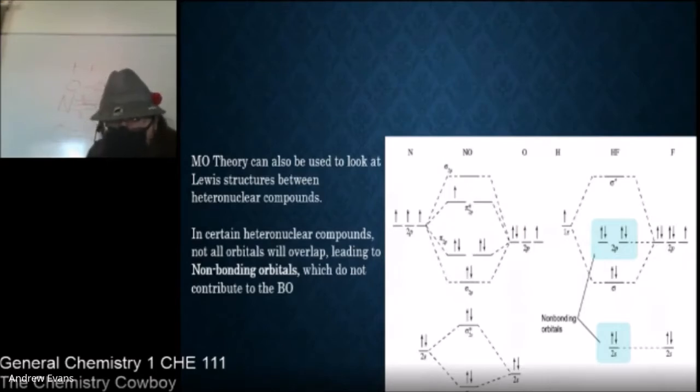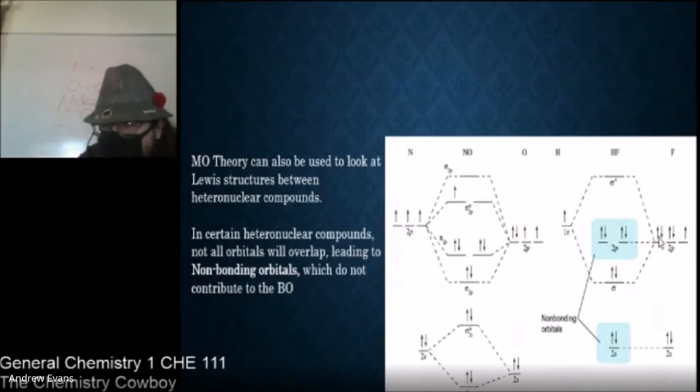Now, in certain heteronuclear compounds, not all orbitals will overlap. Like an s orbital can't pi bond. When that happens, we get non-bonding orbitals, which will not contribute to the bond order. They do not split into bonding and anti-bonding. They just stay the same. So the 2 examples I have here, I'll start with HF. HF is just going to bond from the s orbital into one of the p orbitals.